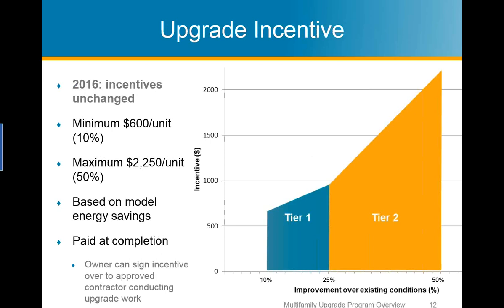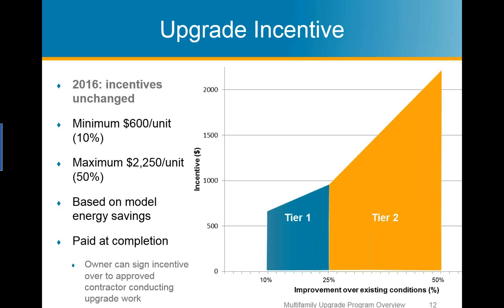The incentives for 2016 are unchanged from last year. Incentives start at a minimum of $600 per unit at 10% energy savings. They scale up 1% from there. The maximum incentive per unit is $2,250 at 50% energy improvement over existing conditions. Similar to last year, these are based on modeled energy savings using Energy Pro, and the project is paid at completion. That means that all upgrades have been completed and the project has passed program verification review.